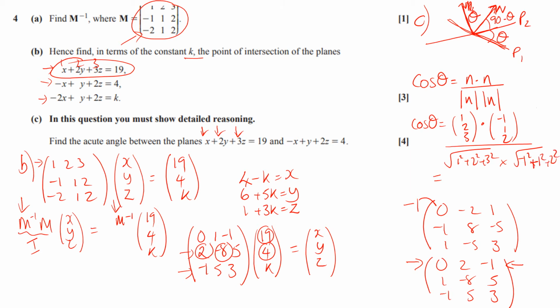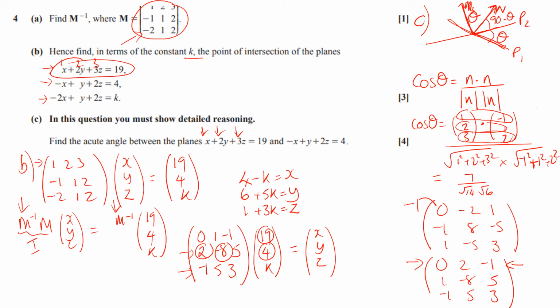And when you do the dot product, you just times the two i's together. So 1 times minus 1 is minus 1, plus 2, which will be 2, minus 1 plus 2, which will be 1, and then 3 times 2 is 6. So on the top, you're going to have 7 divided by root 14 root 6.